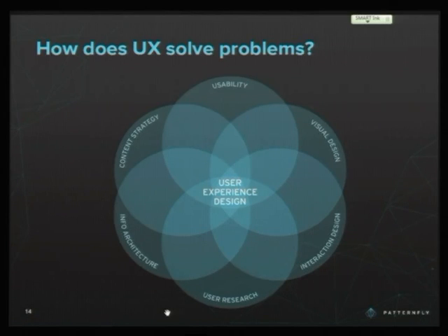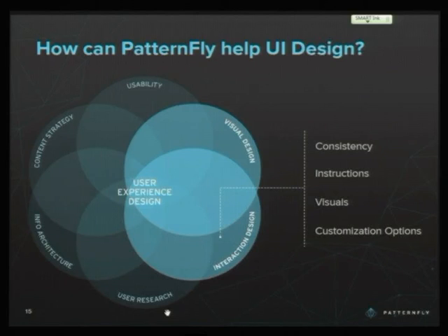And then if we wanted to break down interaction design a little bit more, the pieces that we focus on a lot, especially within PatternFly, are consistency, giving relevant instructions to what you're doing, making sure the visuals are appealing and make sense, color is used in the right circumstance at the right time. And also another one that's big is customization options, right? So users always like to customize their own environment. But where does PatternFly focus? For the most part, we focus on visual design, interaction design, and user research. So I'm going to go through that a little bit.